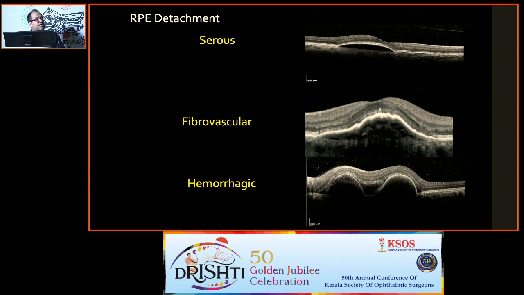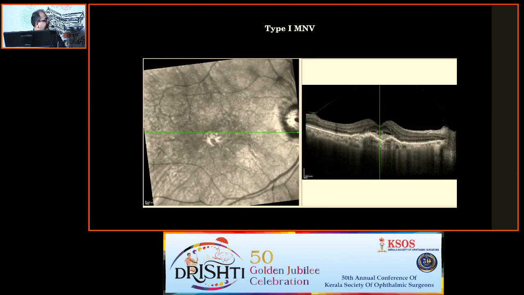The serous has a hyporeflective space, an empty space without any backscattering under the RPE. The fibrovascular element does show some backscattering just beneath the tip of the pigment epithelial detachment, which highlights the area where the fibrovascular element is. And in the hemorrhagic, you can only see significant backshadowing because of the thick blood present there.